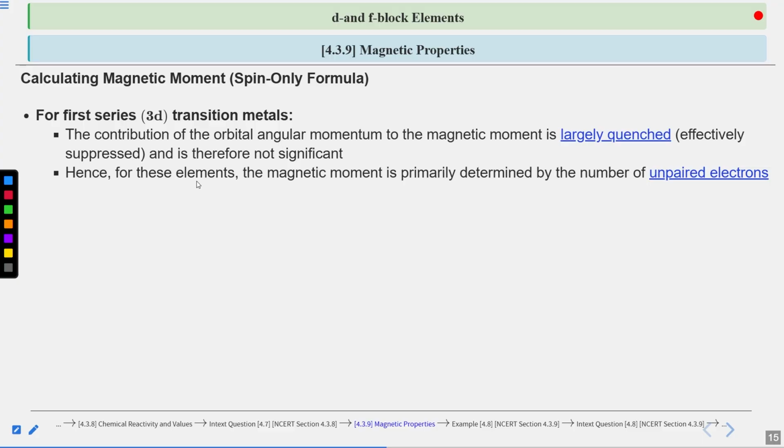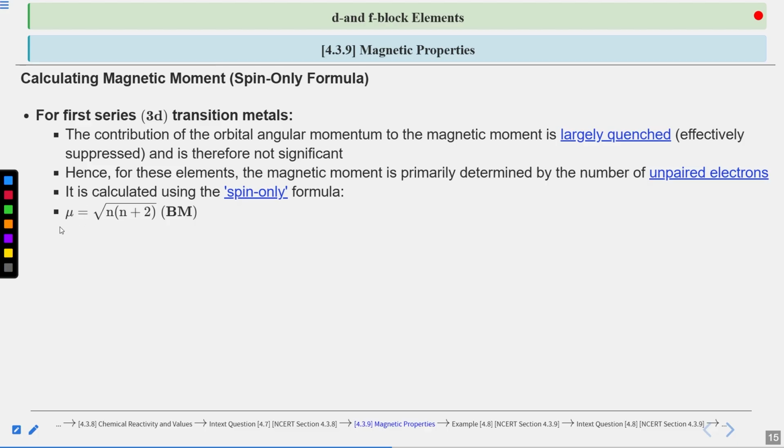Hence, for these elements, magnetic moment is primarily determined by the number of unpaired electrons. So, only by the unpaired electrons, we are going to determine the magnetic moment for these transition metals. And it is calculated using the spin only formula. That's why it is called the spin only formula, because we are only considering the spin angular momentum, not the orbital angular momentum.